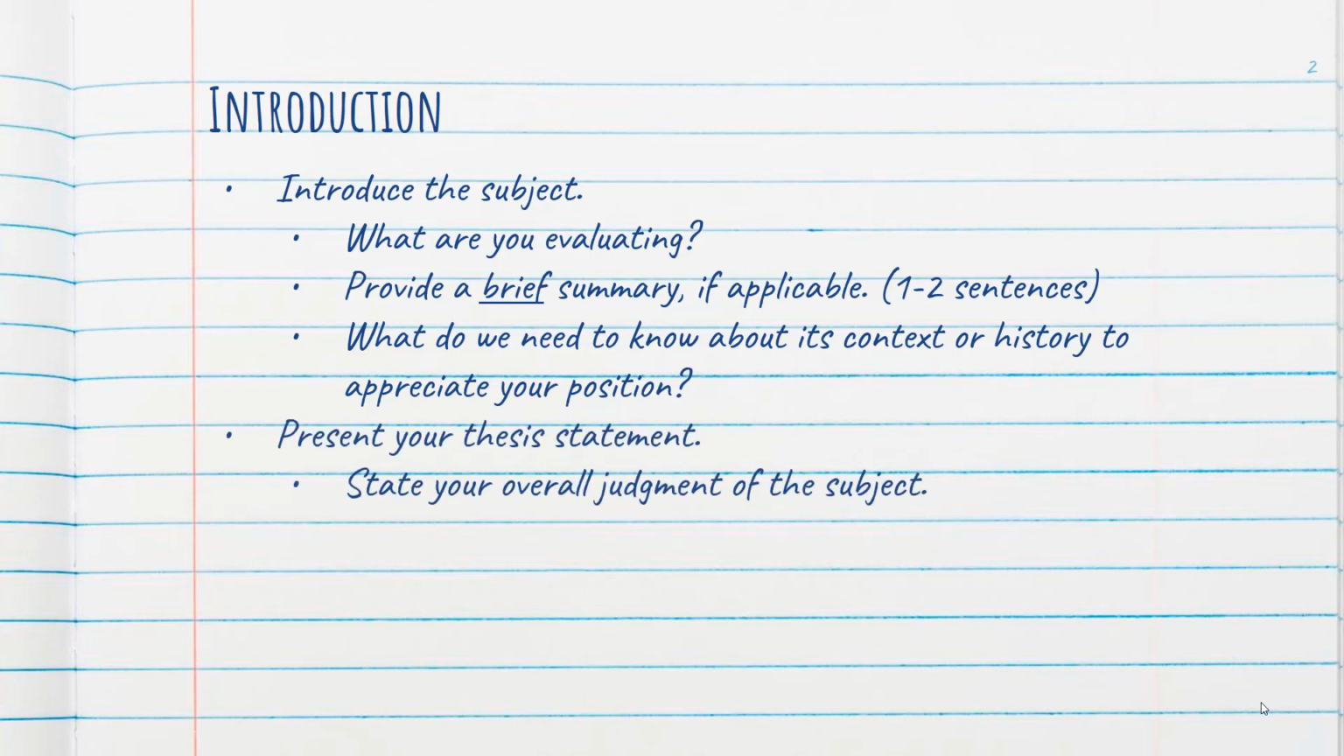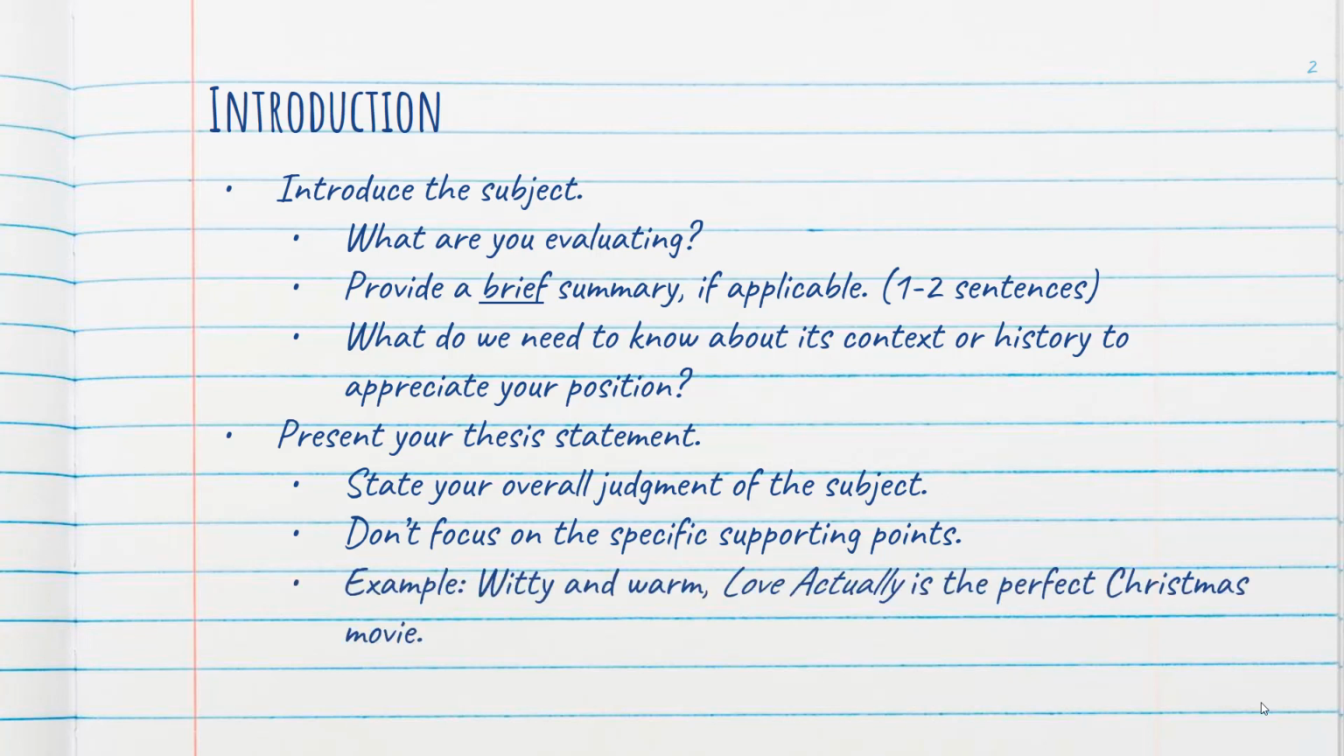Remember that your thesis statement presents your overall judgment of the subject. I want you to zoom out, look at it overall once you've considered all the criteria you're going to consider, and think, what is my overall judgment? We're not focusing on the specific supporting points here. You might reference them, or you might reference groups of them, right? You might say the aesthetic of something plays a role, and then within the body of the essay, you go into details about the different types of aesthetics. That could happen, but we're not focused on listing our points here. Instead, we want to put the focus on your judgment. Here's an example.